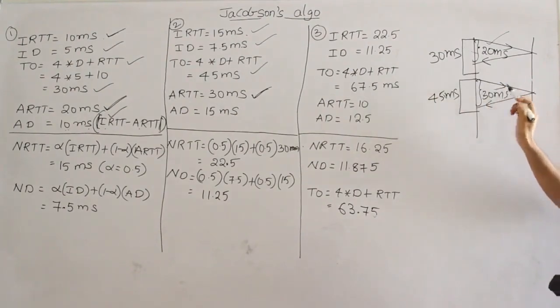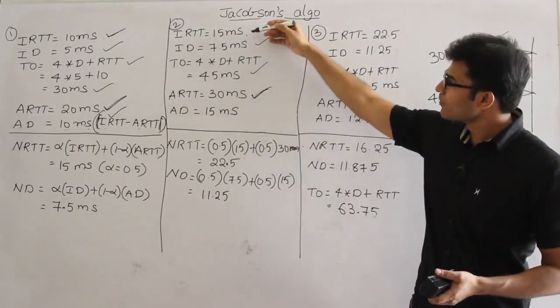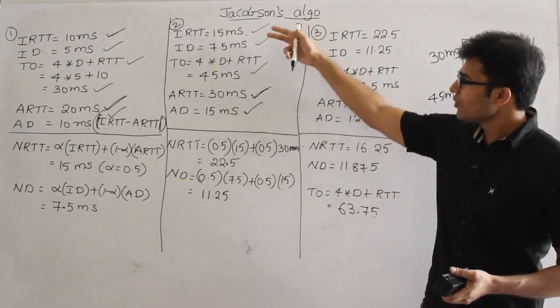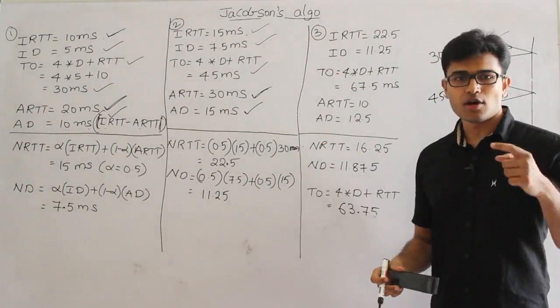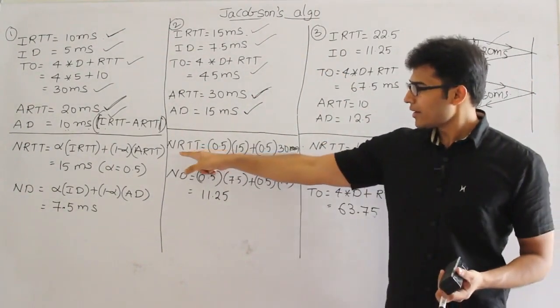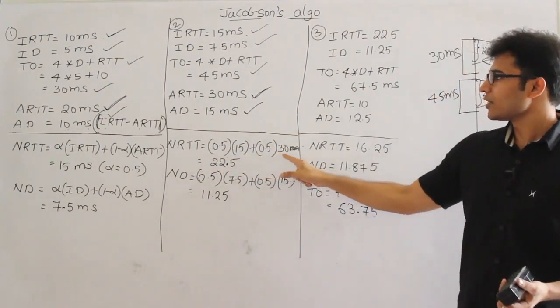So it came back in 30 milliseconds. Now 30 milliseconds is the actual round trip time. Therefore what is the deviation? From 15 it deviated to 30, therefore deviation is 15. Now using all these values, I will be guessing for the third packet what should be the round trip time and timeout. So I am again using the same formula. Next RTT equal to alpha into initial RTT plus 1 minus alpha into actual RTT.